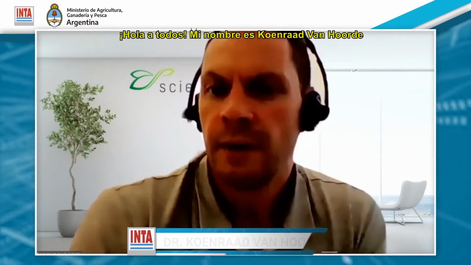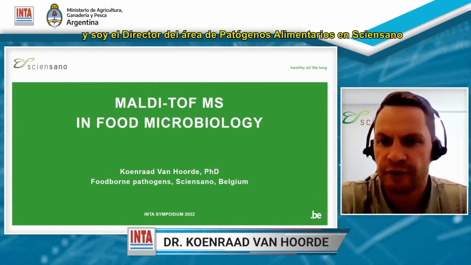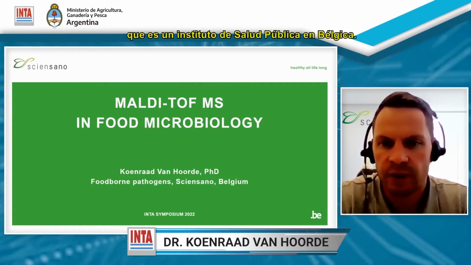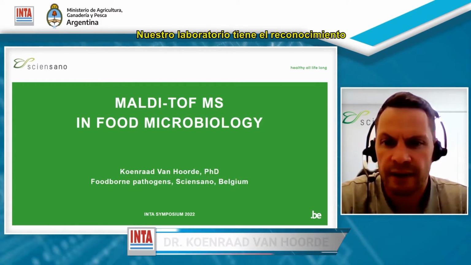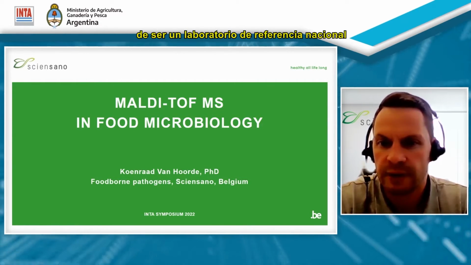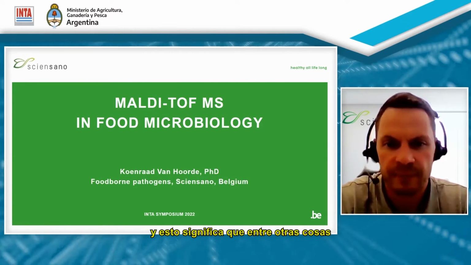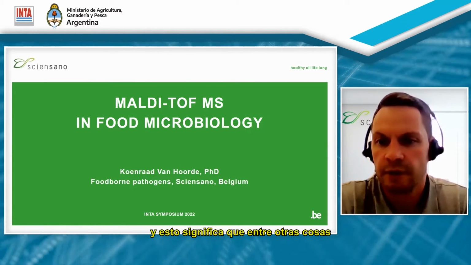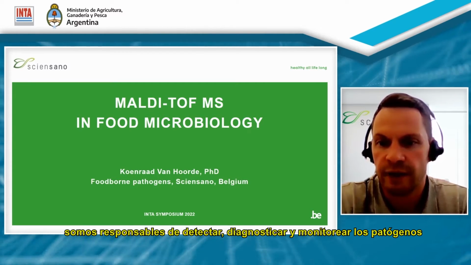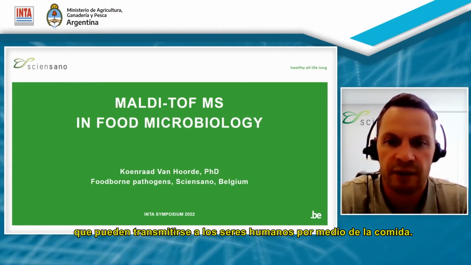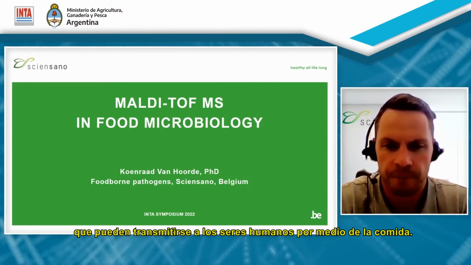Hello everyone, my name is Koenraad Van Hoorde. I am head of the Foodborne Pathogens Service at Sciensano, which is a public health institute in Belgium. Our lab is recognized as National Reference Laboratory by our Food Safety Agency, and this means that, amongst others, we are responsible for the detection, diagnosis, and surveillance of pathogens that can be transferred to humans via food.